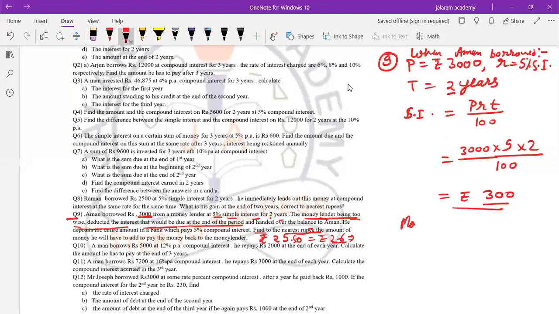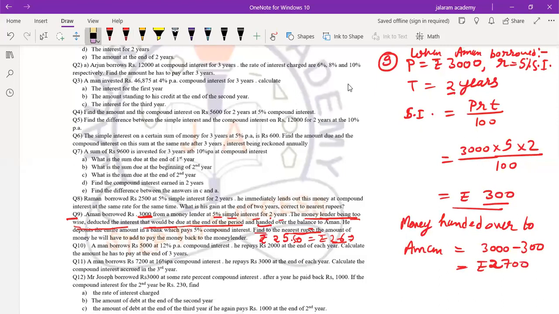So the money which is handed over to Aman equals, these terms have nothing to do with the concept of compound interest or simple interest. It is clearly written in the question. That's why we have subtracted. The money which is handed over to Aman by the money lender is rupees 2,700 only.